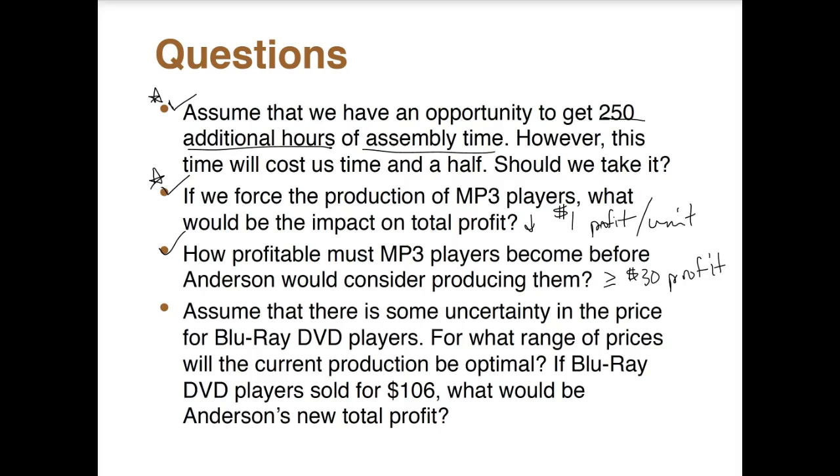And so for question number 8, we want to assume that there is some uncertainty in the price of Blu-ray DVD players. And we want to figure out for what range of prices will the current production be optimal. Okay. And if Blu-ray DVD players were sold for $106, what would be Anderson's new total profit? So we'll handle the first question within this question first, which is for what range of prices will the current production be optimal? Meaning to make the same amount of DVD players we're making now, what range of prices will allow us to keep that same solution?